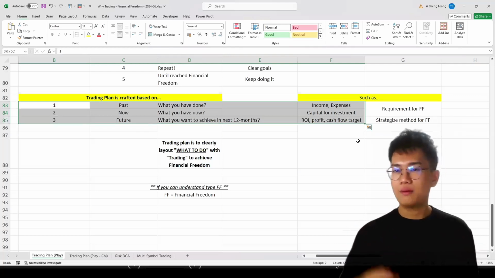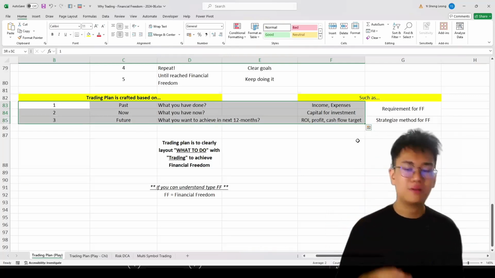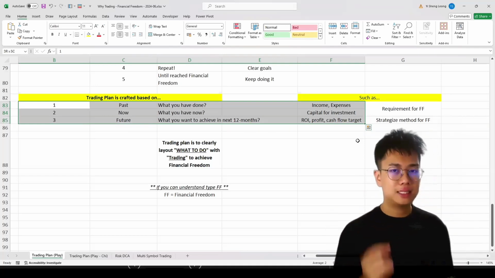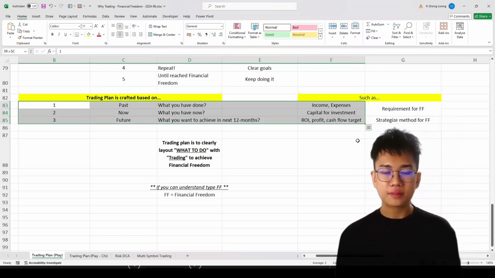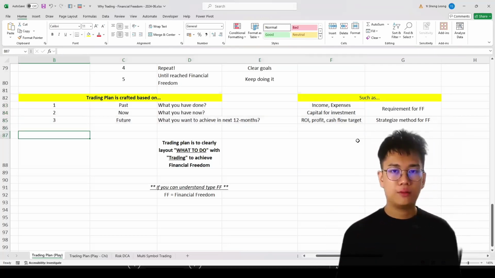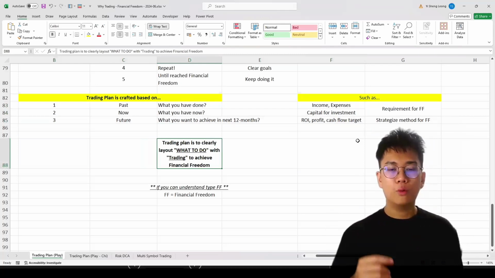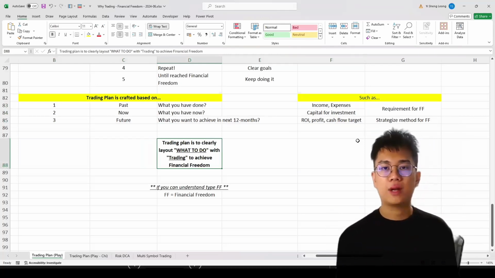We talk about ROI, we talk about cash flow, we talk about profit, we talk about loss. Everything has to be strategized, just like a business owner. Okay, so this is what we call a trading plan: to be clear on what to do with trading to achieve your financial freedom.